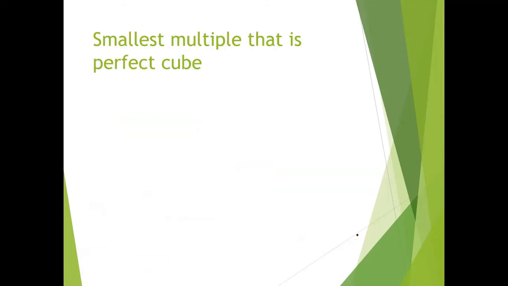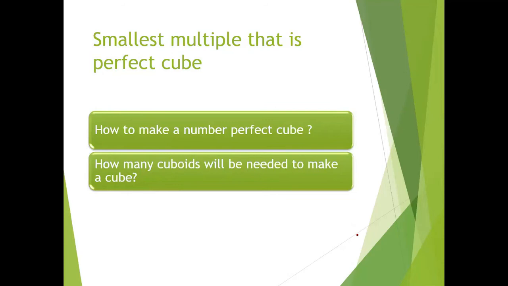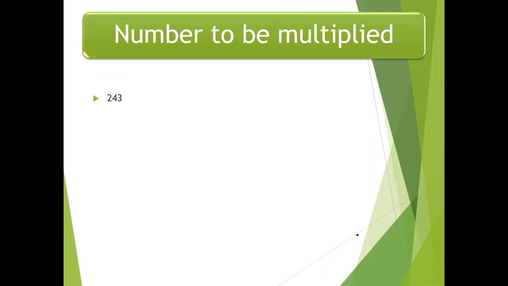Now smallest multiple that is a perfect cube. In this topic, we will study how to make a number perfect cube. How many cuboids will be needed to make a cube? And what number should be multiplied or divided to make a number perfect cube? Now some examples in which we will discuss what number should be multiplied to make a number perfect cube.